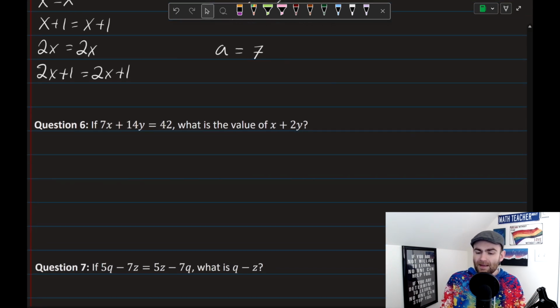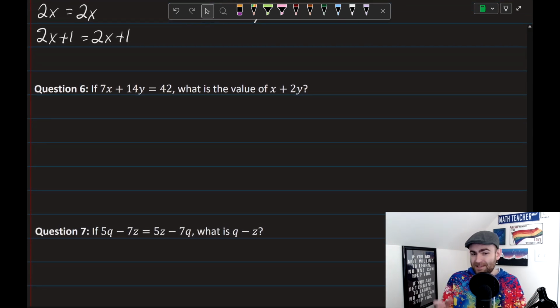Now here's more of a standardized test question. If 7x plus 14y is equal to 42, what is the value of x plus 2y? Quite commonly on standardized tests, you're not solving for a specific variable. You might be solving for a combination of variables. In this case, a combination of x and 2y. So what you need to keep an eye out for is, can I turn what I have into what I need it to be?